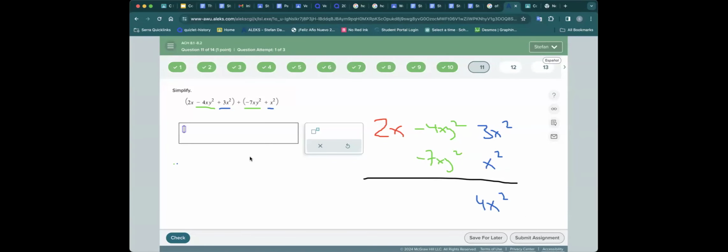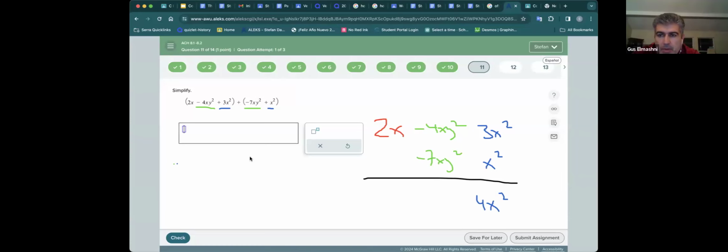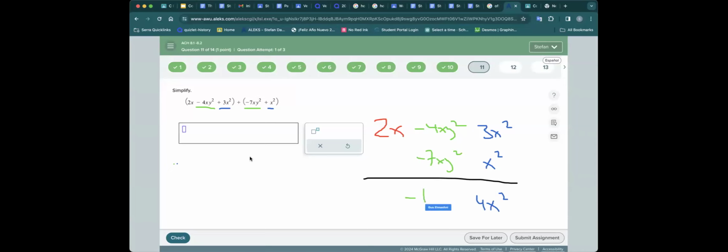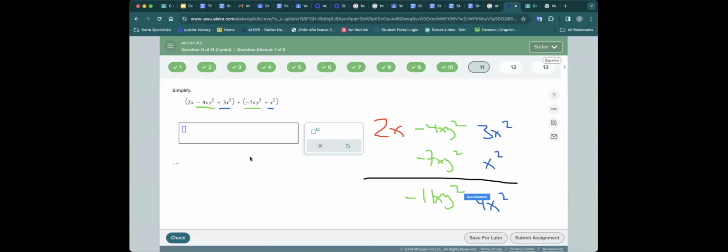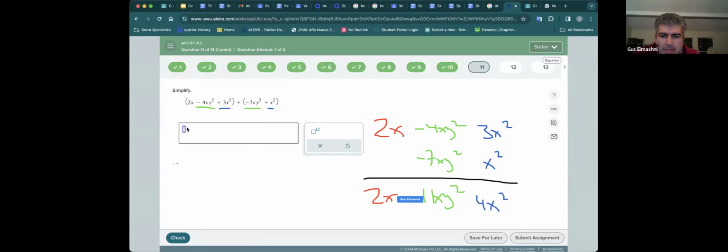Negative 4 and negative 7. You're combining, you're doing negative 4 plus negative 7. Negative 11 and xy squared. And then 2x is just 2x. Yeah, there you go. And then again, that's a positive in front of the 4x squared. So yeah, there you go.